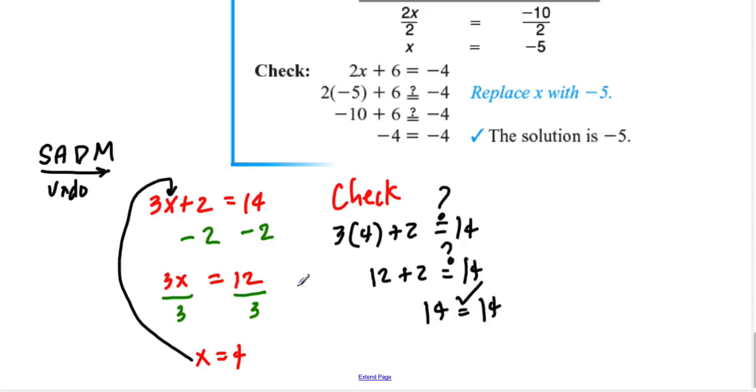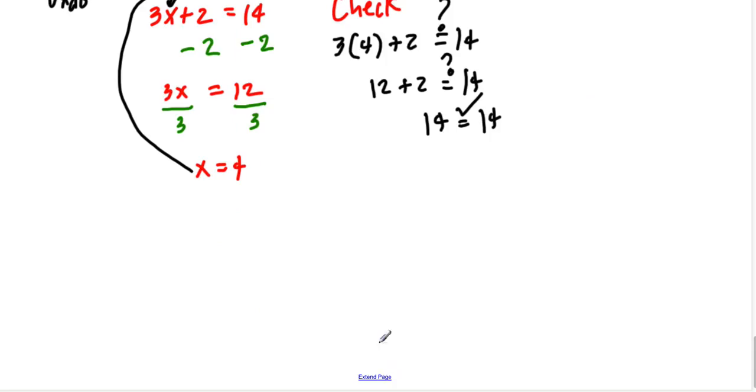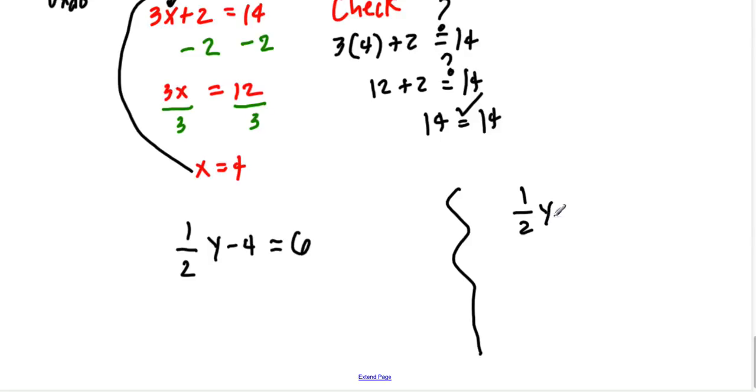Okay? Let me give you another example. Let us do, let's say 1/2 y minus 4 is equal to 6. Okay? Again, 1/2 y, if you remember, 1/2 y is the same as y over 2.